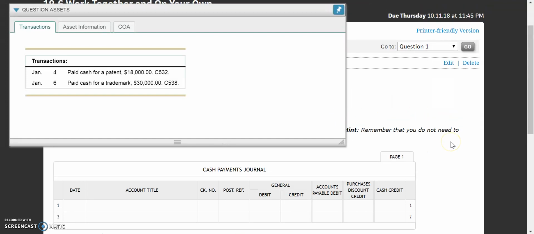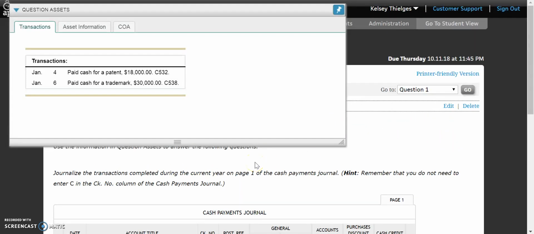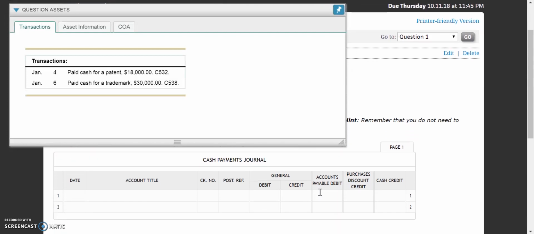So when we do this here, it says that we are going to journalize the transactions during the current year on page 1 of the cash payments journal. And so let's do that first. We've got on January 4th, we pay cash for a patent. So our patent is what is going to go in our account title. Our check number is 532. And patent gets the debit for 18,000, and cash gets credited for 18,000.